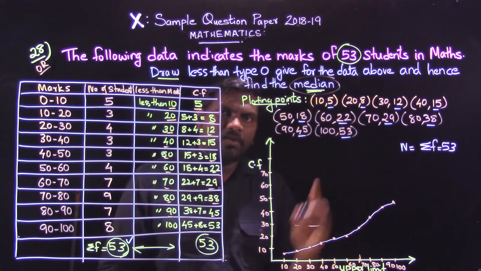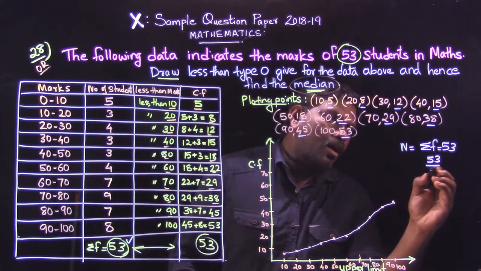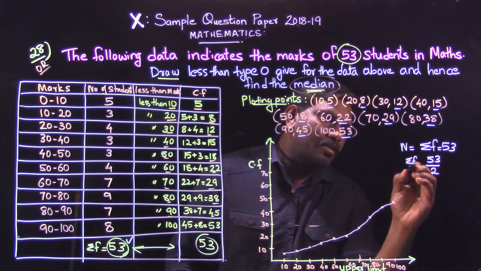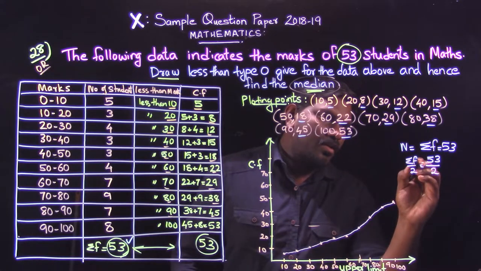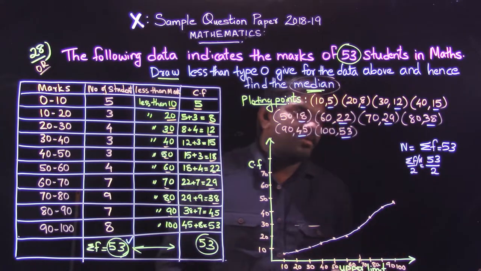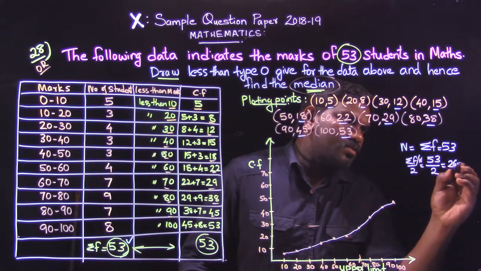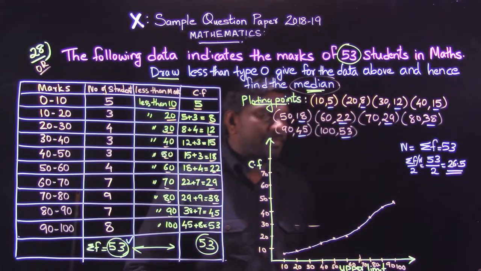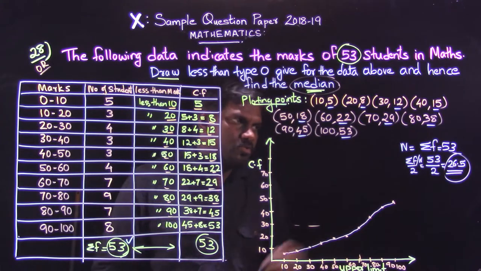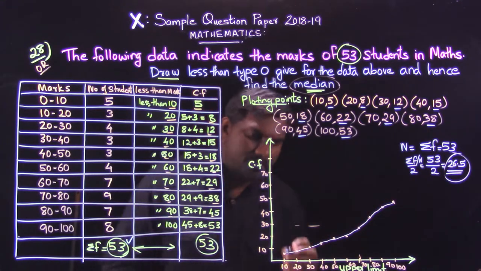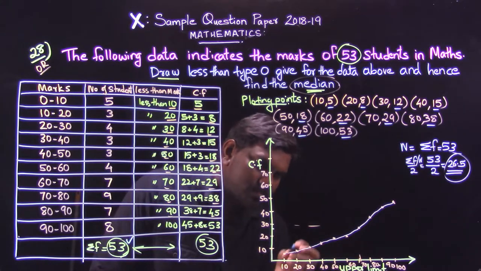And here we have only one graph to plot. That's why we will take half of it, n by 2, which is 53 by 2, which is 26.5 is what I'm getting. So make sure that once you get that particular value, you come back to the cumulative frequency and mark this point somewhere here, 26. Okay.